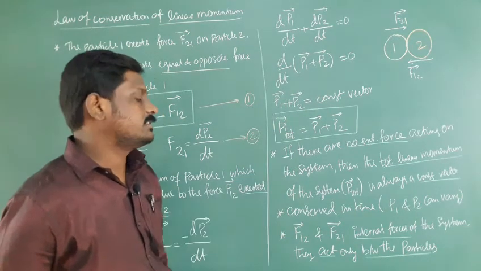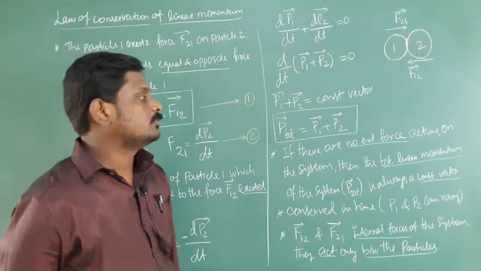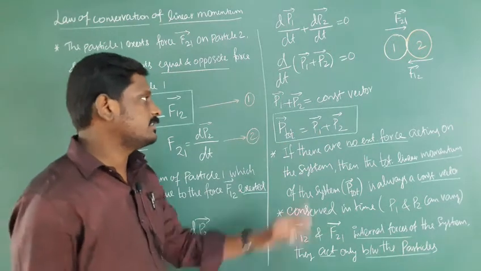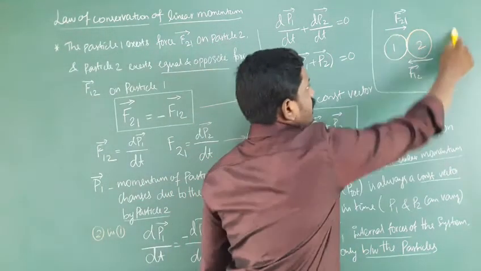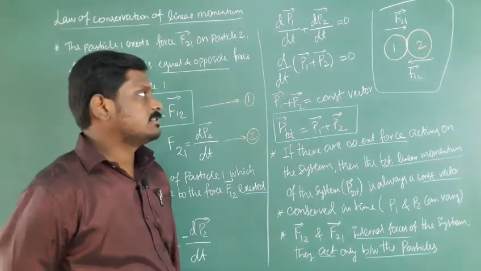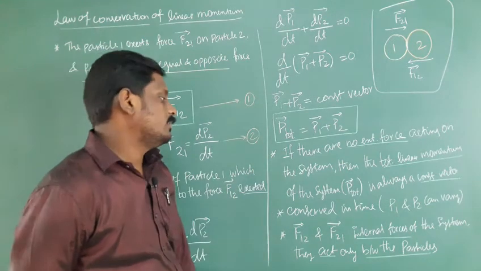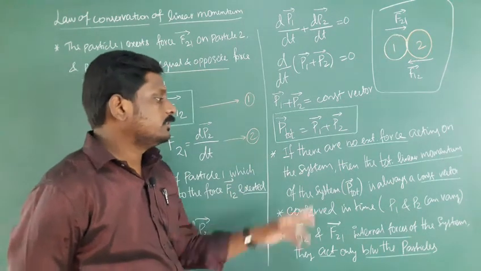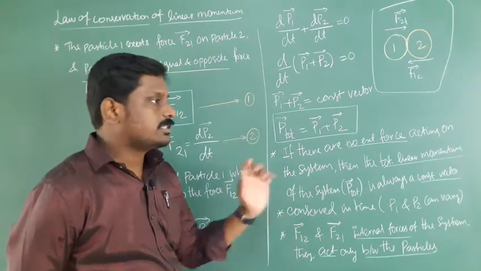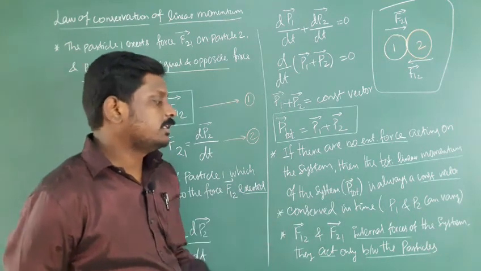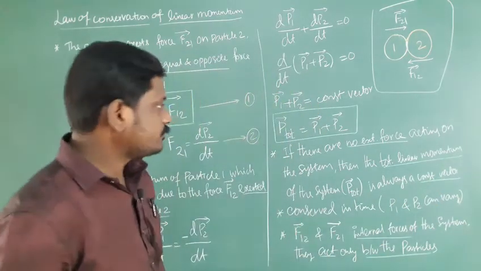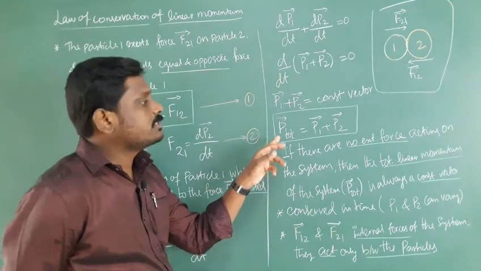The total momentum of the system is P1 plus P2. So if there is no external force acting on the system, here particles 1 and 2, then the total linear momentum of the system, P total, is always a constant vector. That is, the total momentum is conserved in time. The momenta P1 and P2 can vary, but the total momentum is always a constant vector.